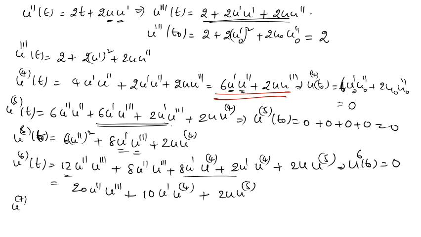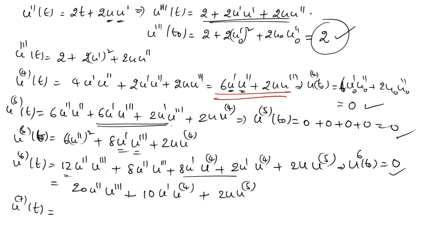Now one more, the seventh derivative. Why am I writing this? Because this is 0, this is 0, this is 0. I need 3 non-zero terms. Now all these are zeros, so only u double dash is non-zero. Okay, so I have to calculate all these derivatives.